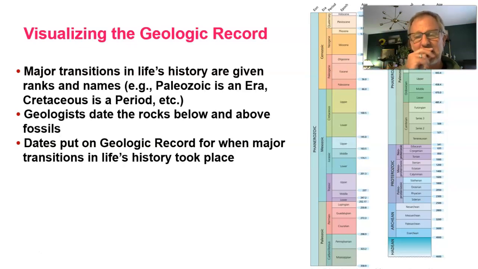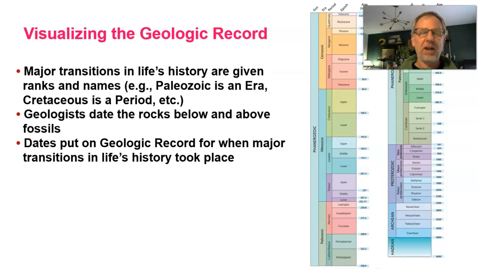Those are the numbers of years, millions of years, by using radiometric dating. So what geologists do is they date rocks that are below and above a fossil. And based on those dates of the rocks that are below and above, they get an estimate of how old that fossil must be. That's how we arrive at these data.